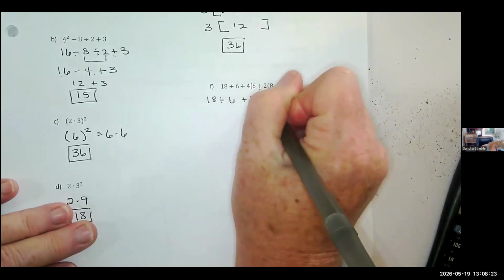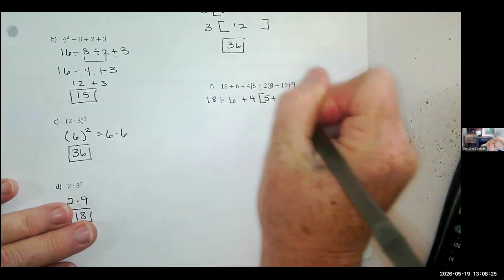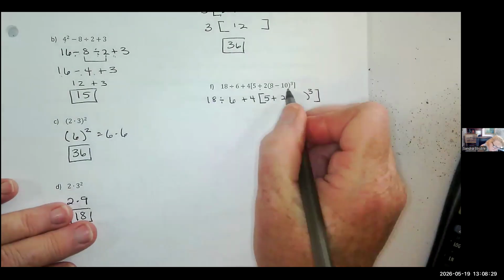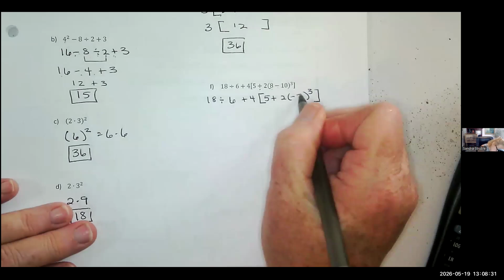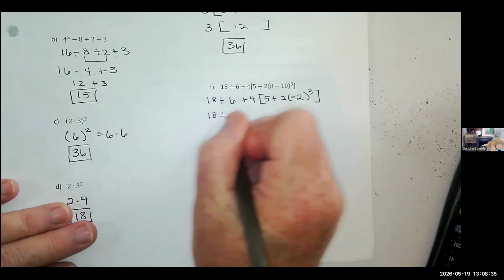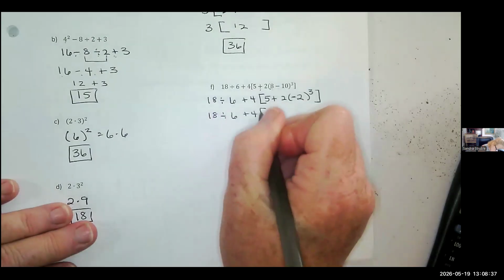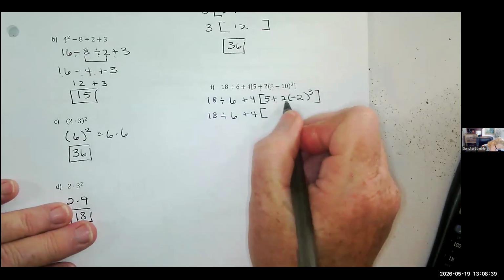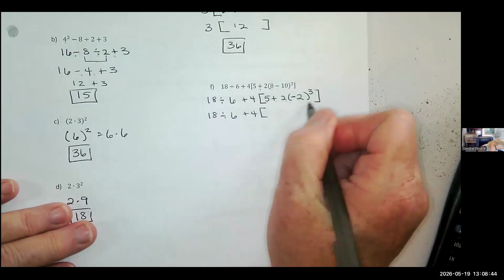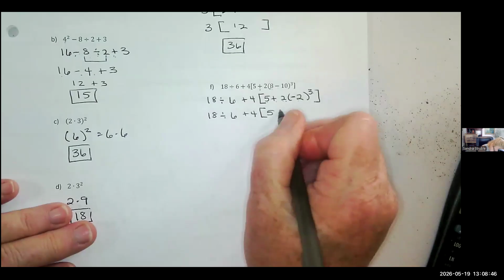Eight minus 10. Signs are different, so you subtract and take the sign of the larger number. Okay, I'm going to keep bringing these down. We've got 5 plus 2. We've got 2 times negative 2 cubed. We have to do the exponent before we can do the multiplication.